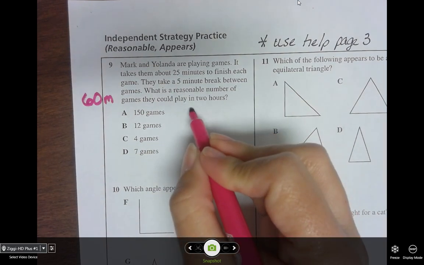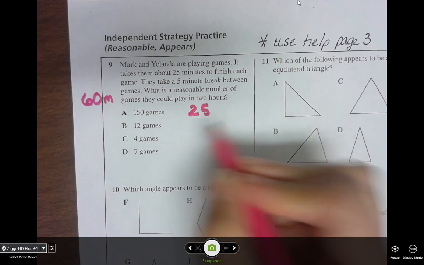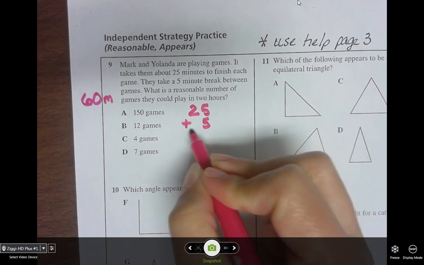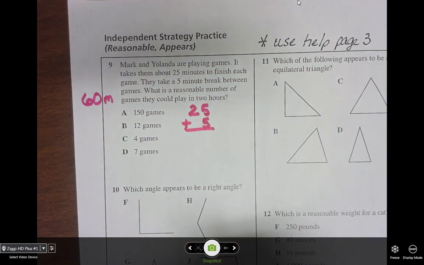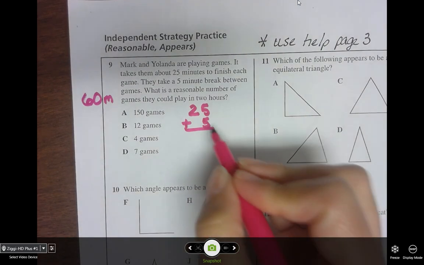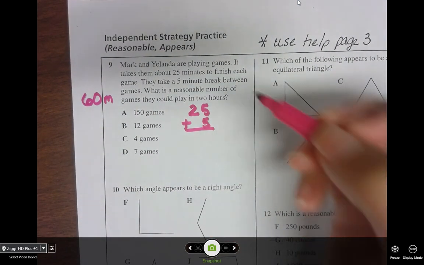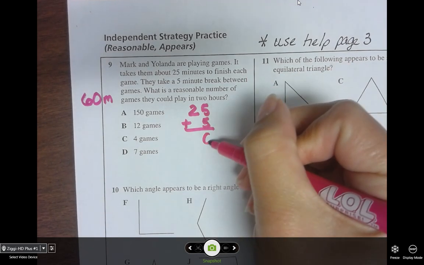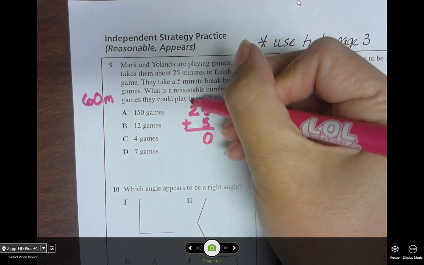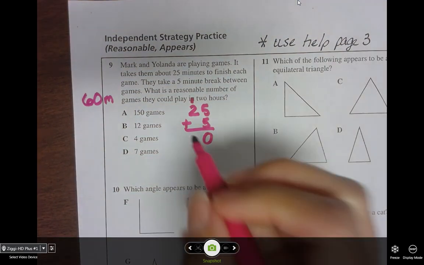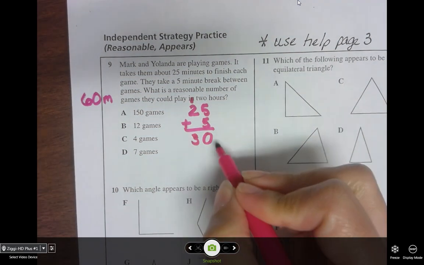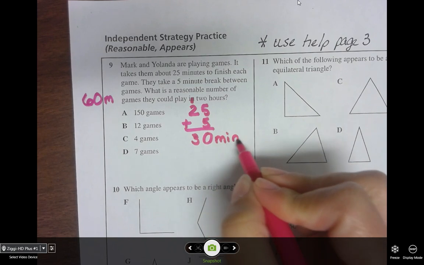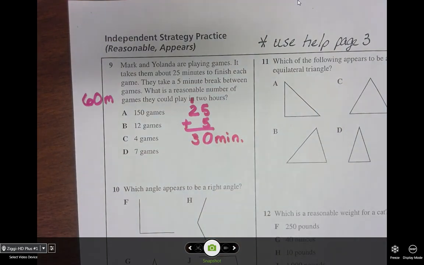So if they play the game for 25 minutes and then they take a 5-minute break, how many total minutes is that for one game, Miss Williams? We're going to have to add those together, aren't we? Yes, we are. So we're going to say 5 plus 5 is 10. So we'll put our 0 down and carry our 1. And then 1 plus 2 is 3. So that is 30 minutes for one game.